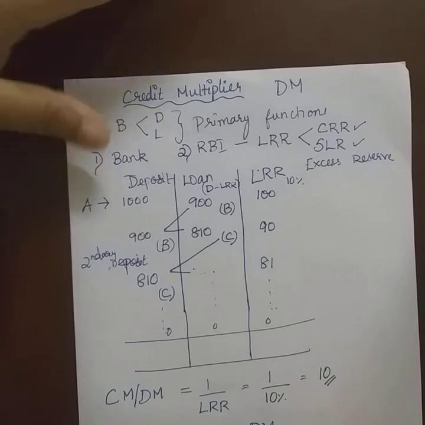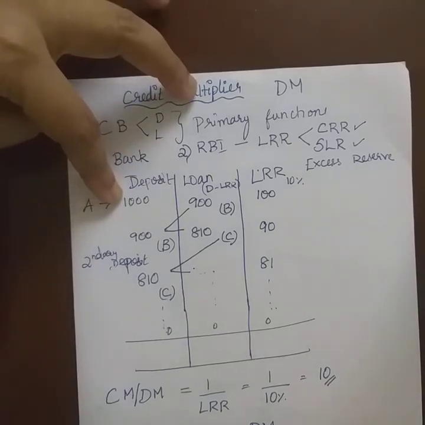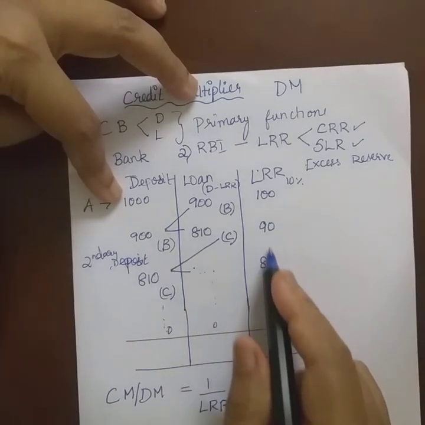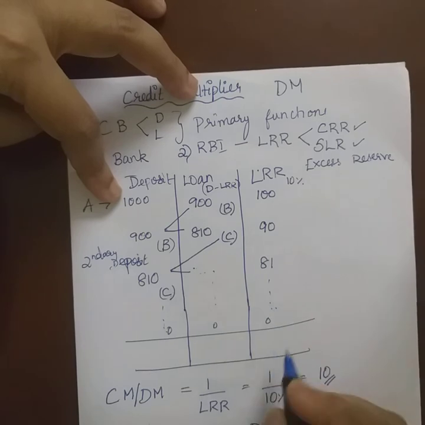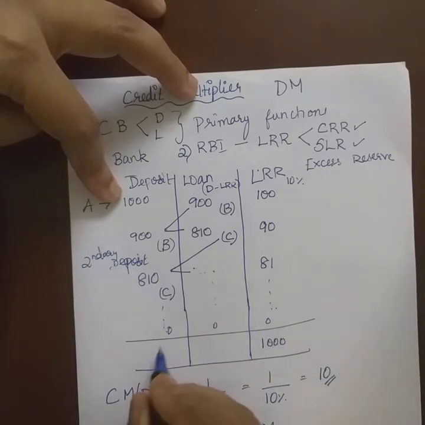So the initial deposit, we know it is 1000, right? And we have calculated the deposit multiplier as 10. So as per this example, 10,000 will be the credit that is created, right? And if you total this up, the LRR, that would be 1000, right? Now this one, obviously the deposit multiplier, that should total up to 10,000.